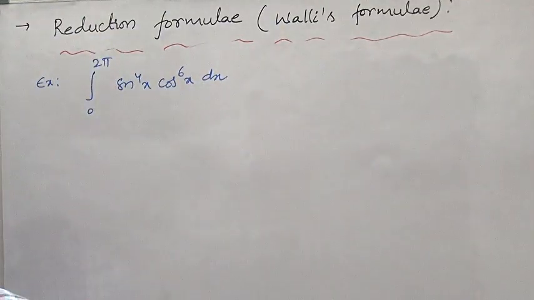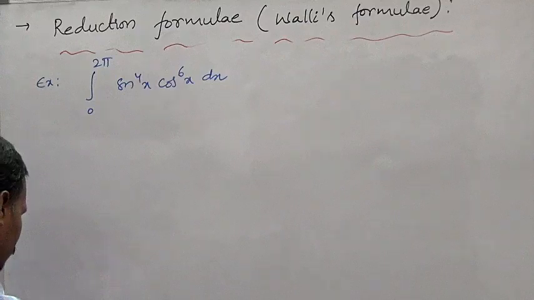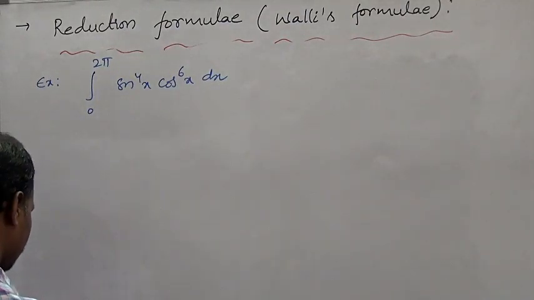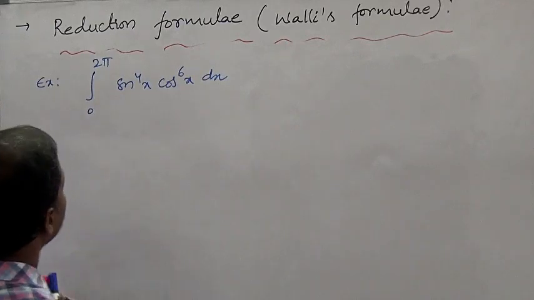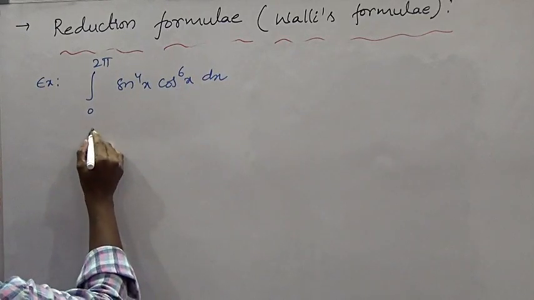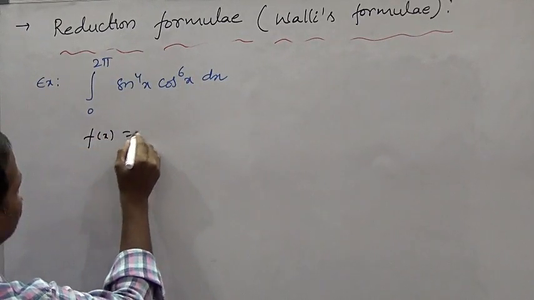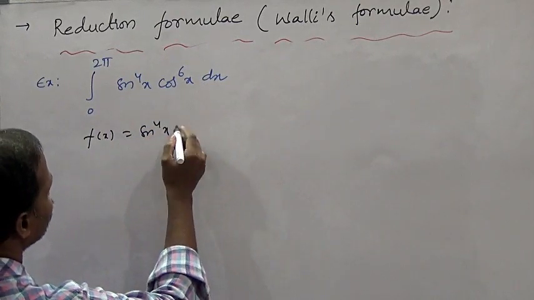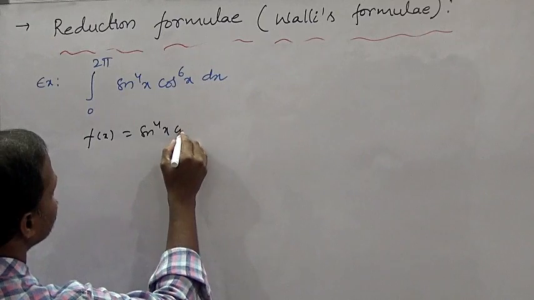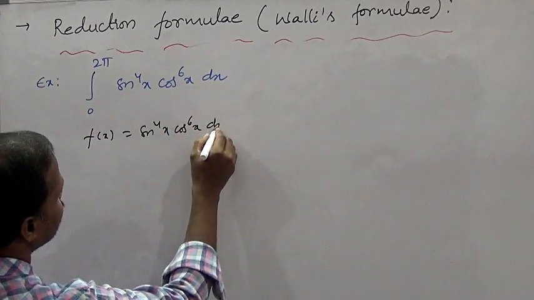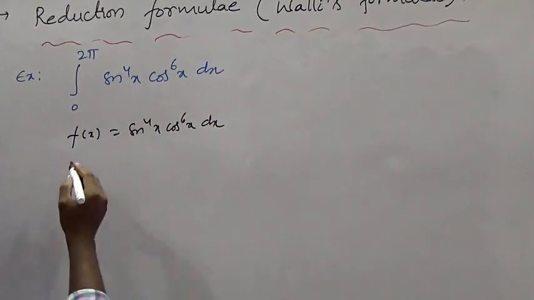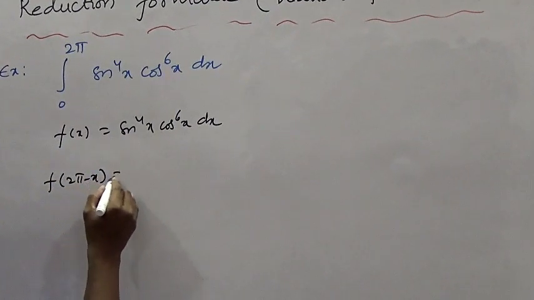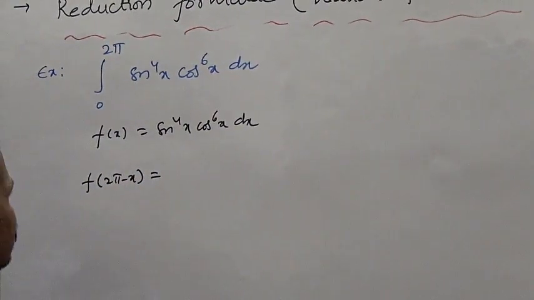For that purpose you have to check the function. So what is the given function? f of x equals sin power 4x cos power 6x dx. Now f of 2 pi minus x.